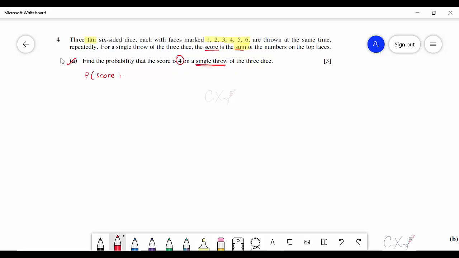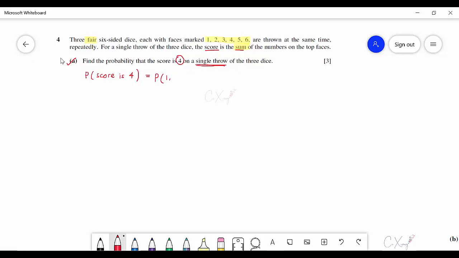Score is 4. Okay, so for this question, because you are having 3 dice, that means maybe you have to try to think, all right, what are the outcomes, or what are the results that you will have, the sum of the numbers that give you a 4. Okay, so to get a 4 from 3 dice, right? To get the sum which is equal to 4, we actually don't have a lot of choices.